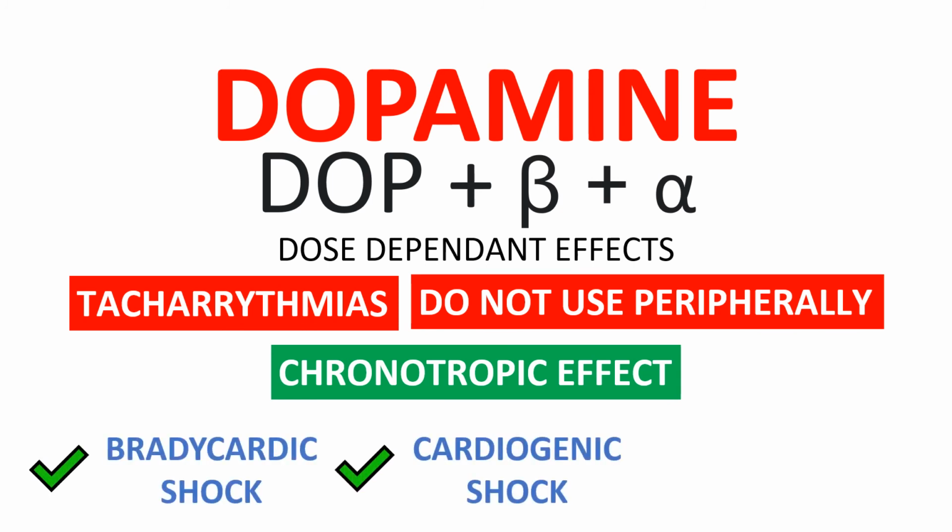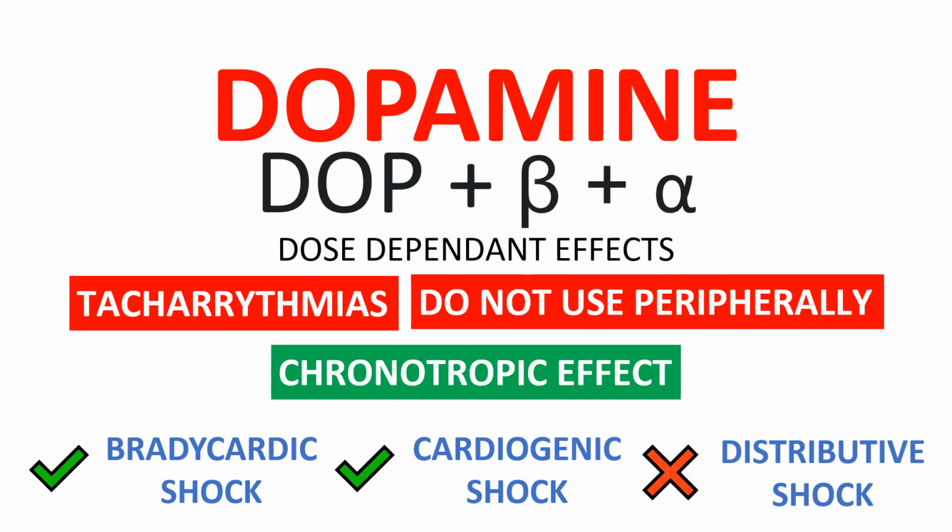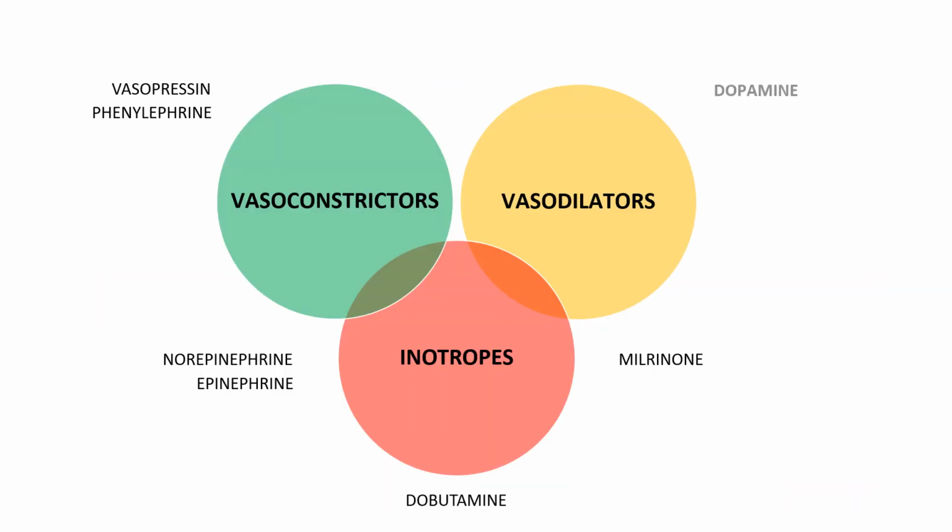You could make an argument that you could use epinephrine as opposed to dopamine for both of those purposes. It is probably not the drug of choice for distributive shock. In fact, there are trials that have shown that dopamine increases mortality when used in septic shock. And so I would group this medicine in all three, as it does have all effects: vasodilatation, inotropy, and vasoconstriction.